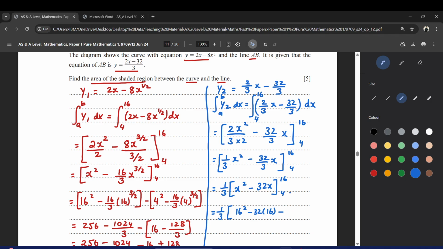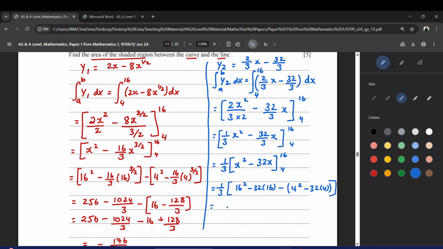Minus the next bracket would be for 4. So here we have 4 square minus 32 times 4. Then we have 1 upon 3. Okay, do not forget that this 1 upon 3 is going to multiply by everything which is inside the bracket. Okay, so this is just one thing that you have to take care of.